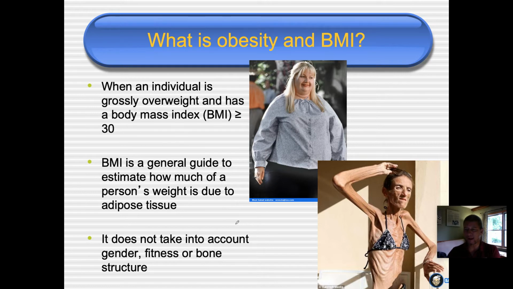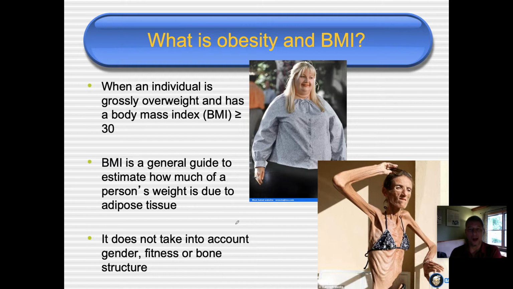It's been stated that over the course of the last 30 to 40 years, obesity has become one of the most major health crises in the United States. So let's start by defining obesity and then talk about something called BMI, or body mass index. Obesity is defined as when an individual is grossly overweight and has a body mass index that is greater than or equal to 30.